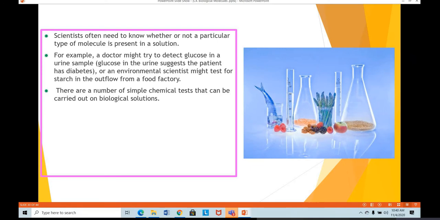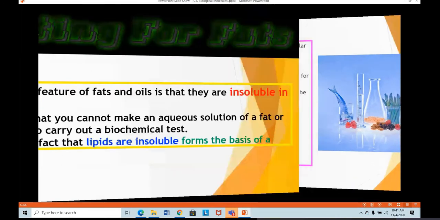For example, a doctor might try to detect glucose in a urine sample. Why does the doctor have to detect the presence of glucose in urine, ladies? As I told you earlier. For diabetes. Very good. For diabetes, because mostly the diabetic patients lose glucose in their urine. So in such a case, the doctors have to check the sample of urine to detect the presence of glucose. Glucose in the urine suggests the patient has diabetes. Or an environmental scientist might test for starch in the outflow from a food factory. There are a number of simple chemical tests that can be carried out on biological solutions.